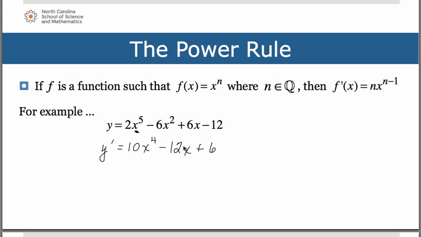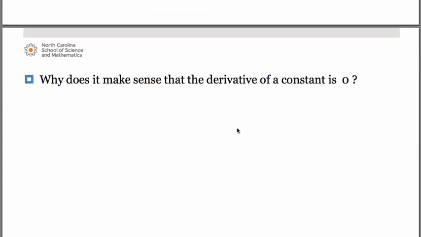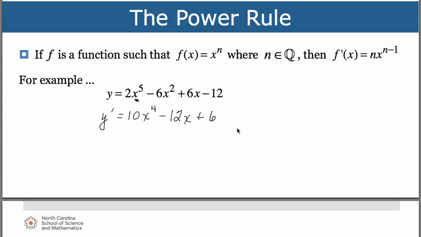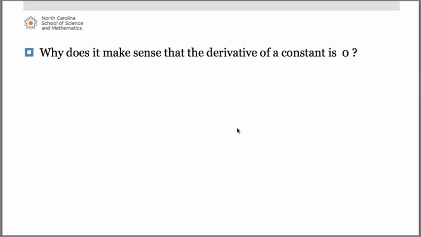So let's talk a little bit more about why this 12, when we took the derivative of that constant term, why did that come out as 0? Now there's two different ways you can think about this, and we're going to use that 12 as our example. So that constant term was a negative 12. And a constant term, we know, has obviously no x attached to it. You could think of it as x to the 0 power. And x to the 0 power we know is 1. So really you just have minus 12.